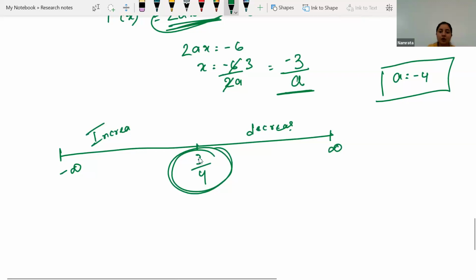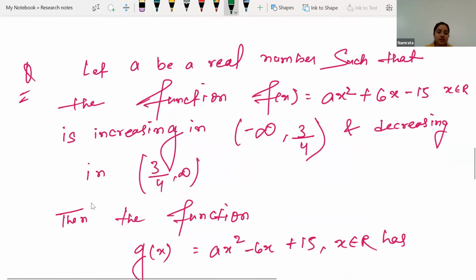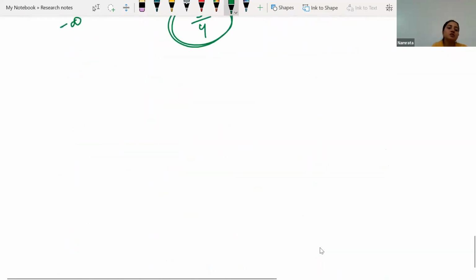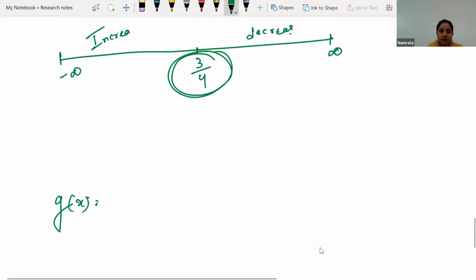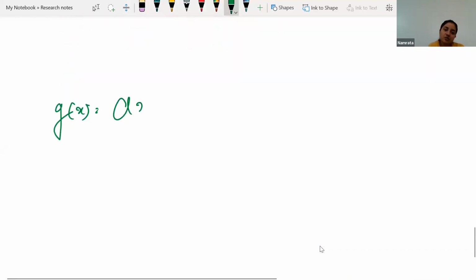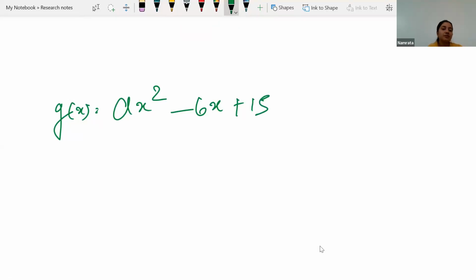So now the next part. Here it says, then the function g(x) = ax² − 6x + 15, will this be increasing or decreasing, what will be the interval? So now the other function is given to us, that is g(x) = ax² − 6x + 15. We have to find the point of local minima or local maxima.